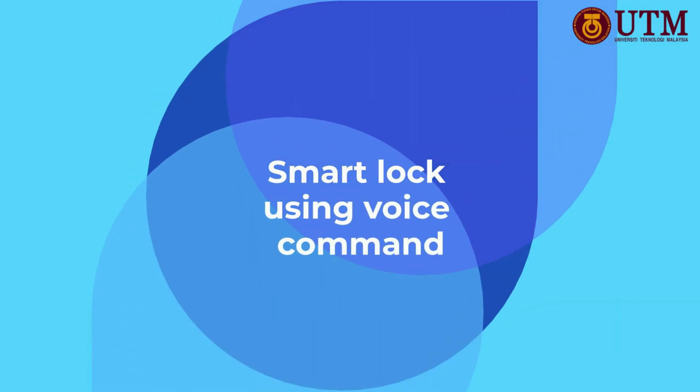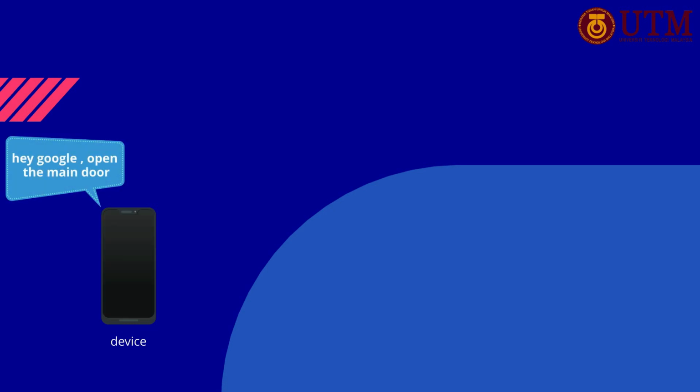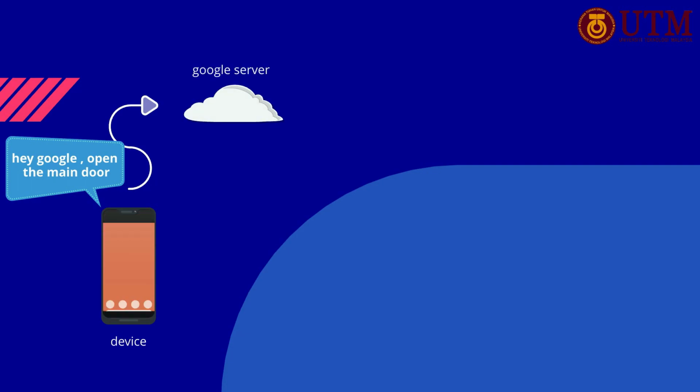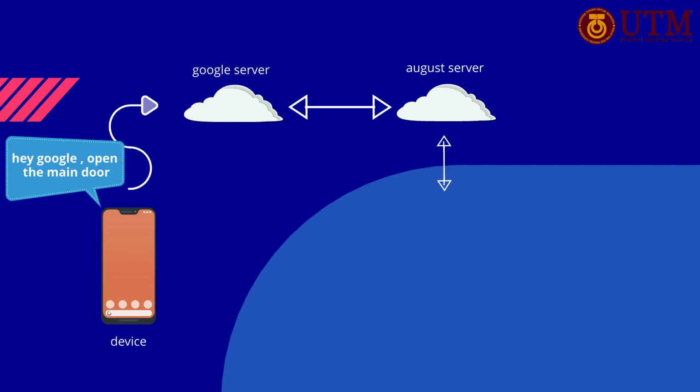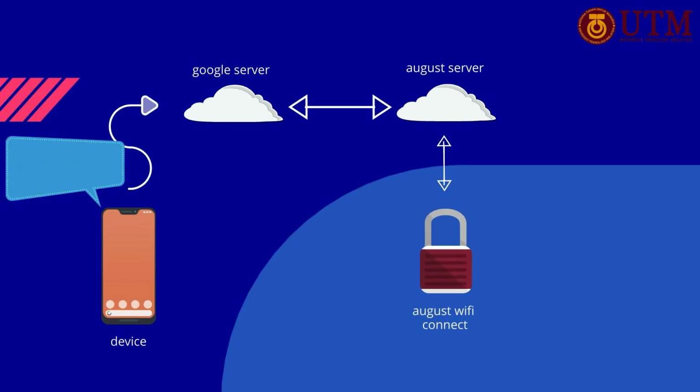Smart lock using voice command. Smart lock using voice command is one of the examples of voice activity detection in smart home. Let's see how it works. We take the August smart door lock as the product used. Firstly, the user will give a command such as "Hey Google, open the main door" to send to Google server, and it will directly send to the August server because the Google Assistant cannot directly interact with the August smart lock. Next, the command will be sent to the August Connect Wi-Fi bridge and sent to the smart lock, which will trigger the command.